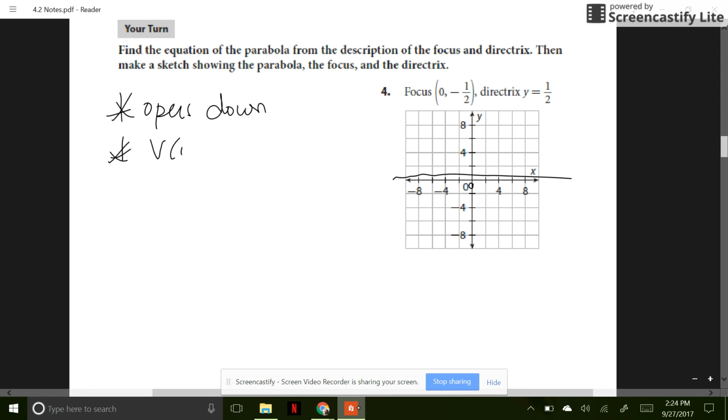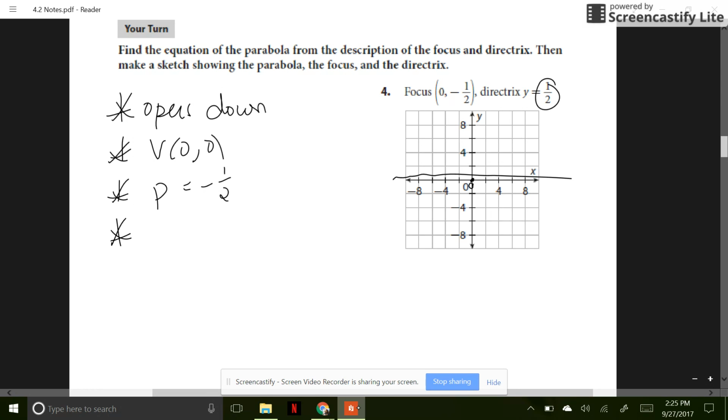Our vertex is (0, 0) because it's got to be halfway in between the focus and the directrix. Our p value, since we are opening down, is going to be negative. So if our vertex is at (0, 0), we look at the distance from our vertex to the focus and the directrix. That distance is 1/2, so our p should be negative 1/2.